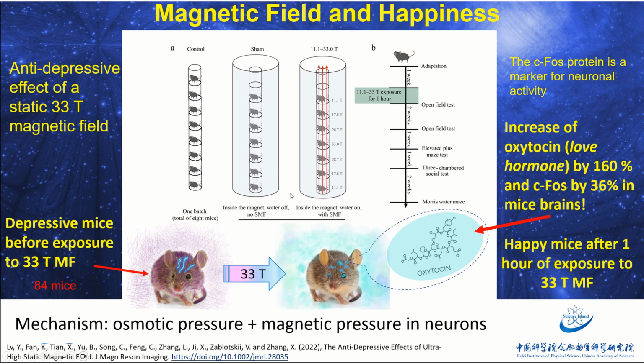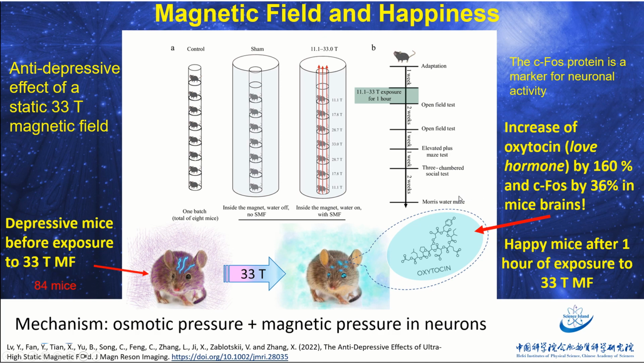The positive outcomes of the tests and the antidepressant effects of the ultra-high magnetic fields can be attributed to the increased expression of both oxytocin and CFOS in the mice's brains. The analysis of brain tissue revealed that the ultra-high static magnetic fields increased the oxytocin level by 165% and the CFOS level by 36%. The CFOS protein is a marker for neuronal activity.